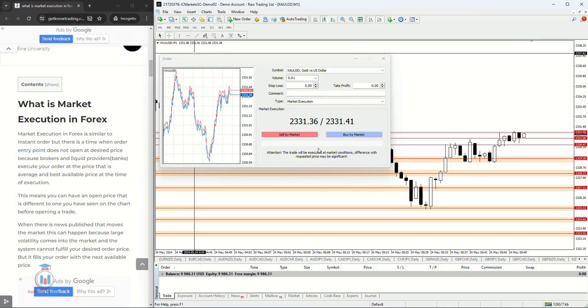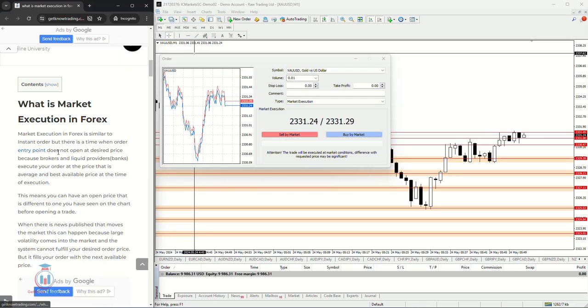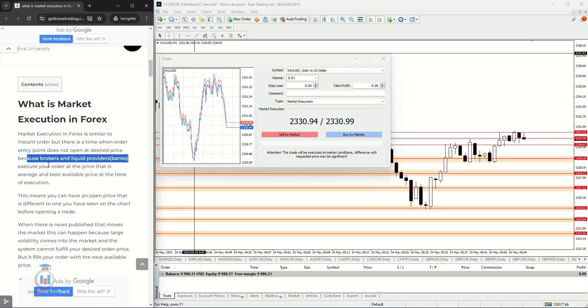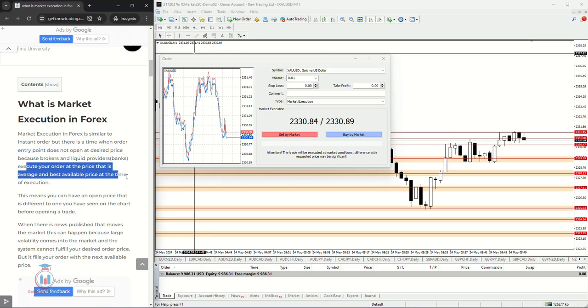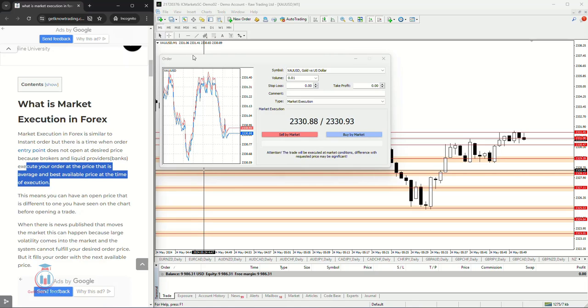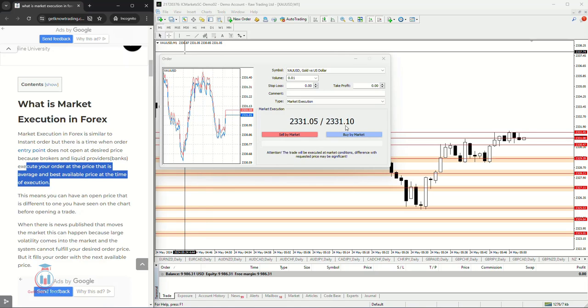And one of those problems is when you have a market execution, which is very similar to the instant execution order, there is a time when the order entry point does not open at the desired price, because brokers and liquidity providers, its banks, execute the order at the price that is the average and best available price at that time of the execution.